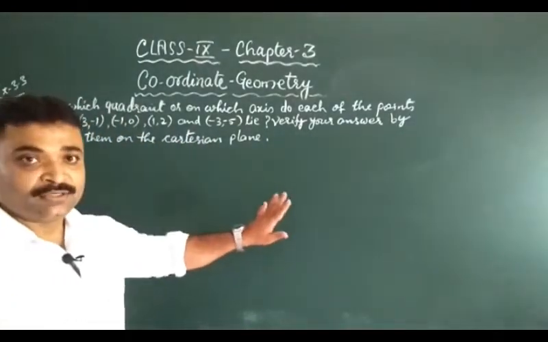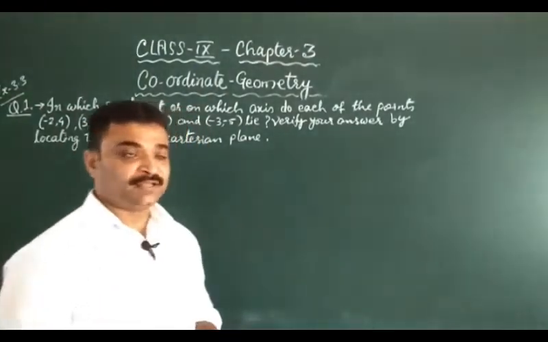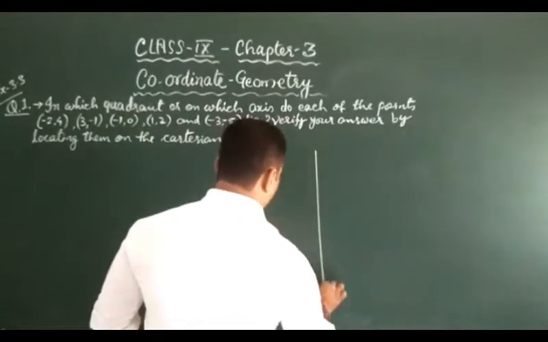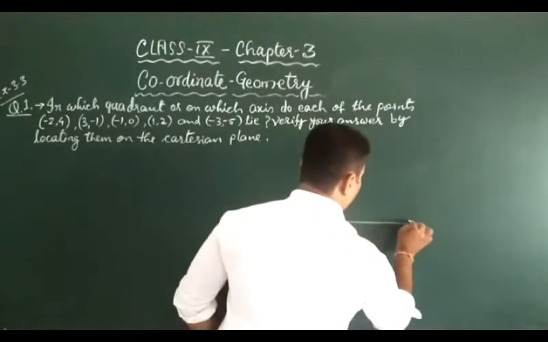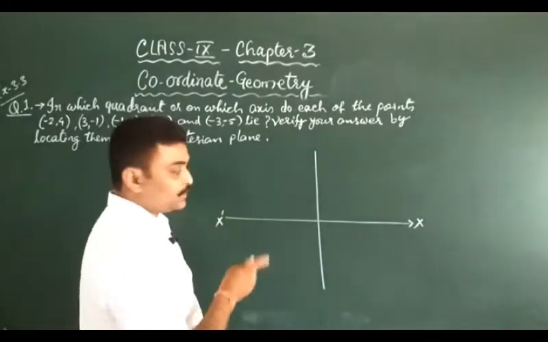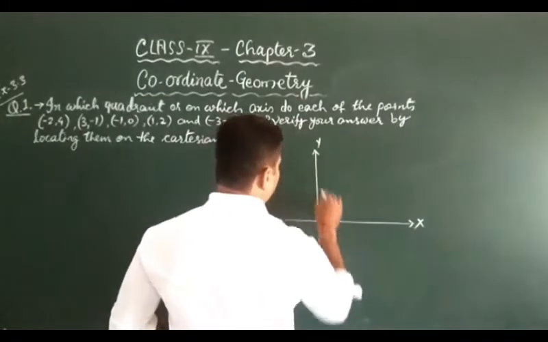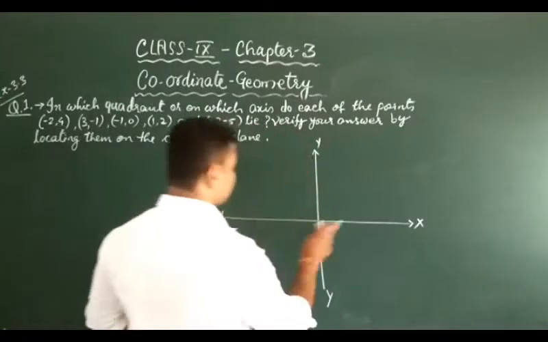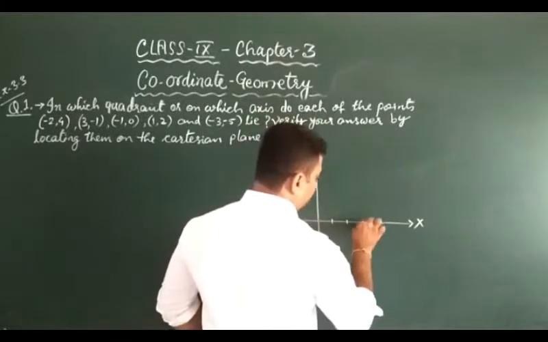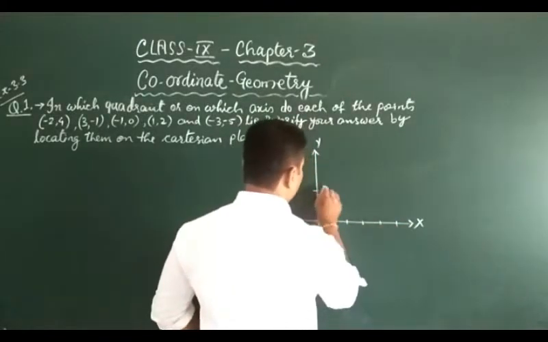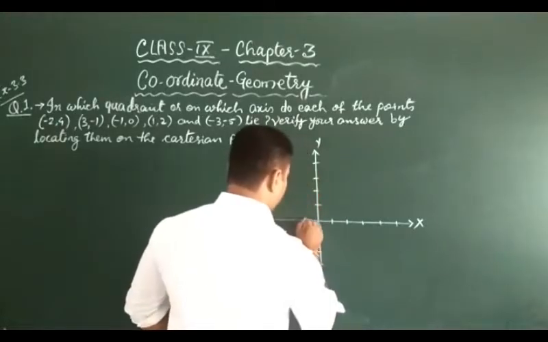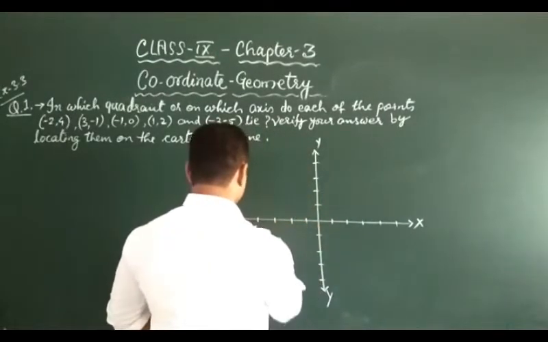Cartesian plane की बात हो रही है. That means we have to draw a Cartesian plane and you all know how to draw a Cartesian plane. First of all, draw two lines. One is horizontal and the second one is vertical. The vertical line is the y axis and the horizontal line is the x axis. Then numbering 1 2 3 4 5, 1 2 3 4, 1 2 3 4, 1 2 3 4 5.